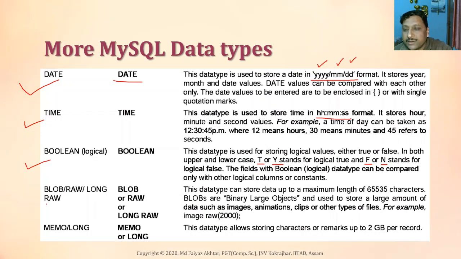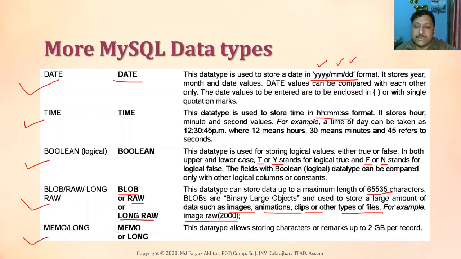Now there is also another type of data known as blob, raw or long raw. This data type can store data up to a maximum length of 65535 characters. Blobs are binary large objects used to store large amounts of data such as images, animations, clips and other types of files. For example, image raw 2000. Here we have given it to store pictures.